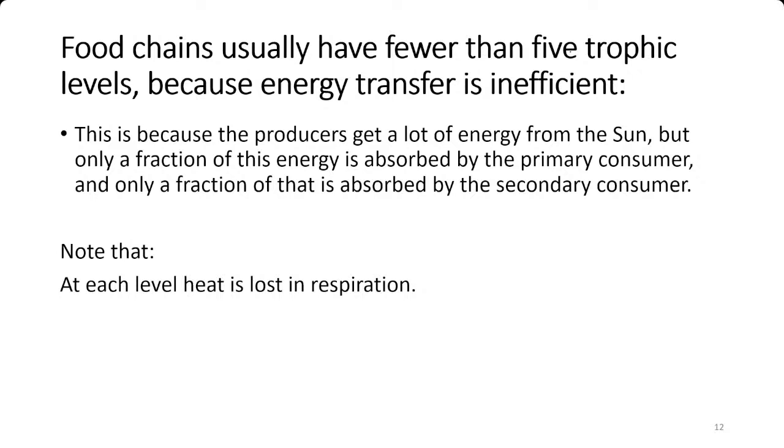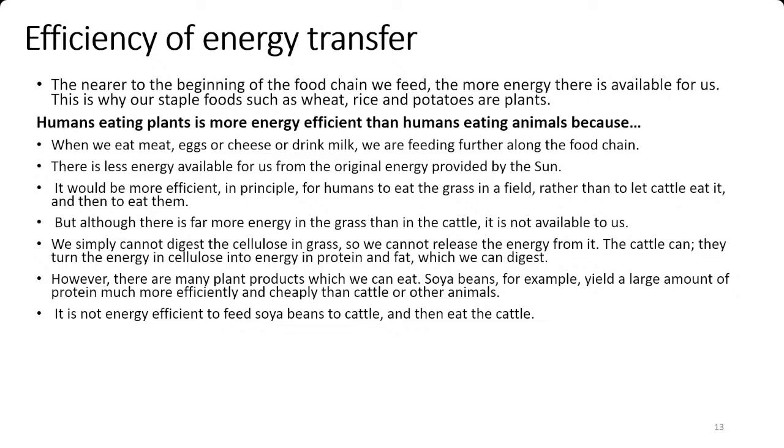Food chains have fewer than five trophic levels because energy transfer is inefficient. Saying this will also give you a mark. This is because the producers get a lot of the energy from the sun, but only a fraction of that energy is absorbed by the primary consumer, and then a fraction of that is absorbed by the secondary consumer. At each level, heat is lost in respiration.